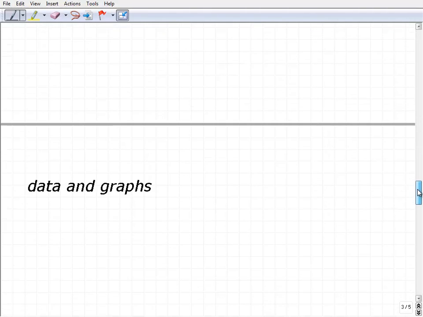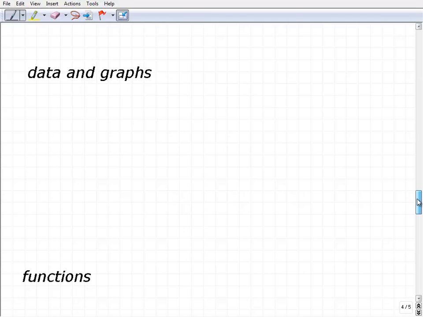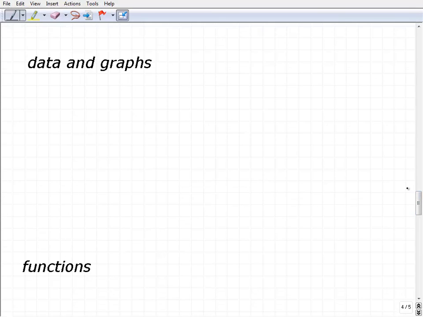Sorry if I confused you on that probability. Sometimes it's kind of hard, especially as I'm going through this, to come up with an easy example. All right, data and graphs. I think this is a little bit easier to see.